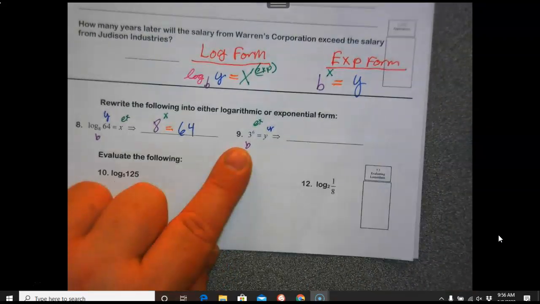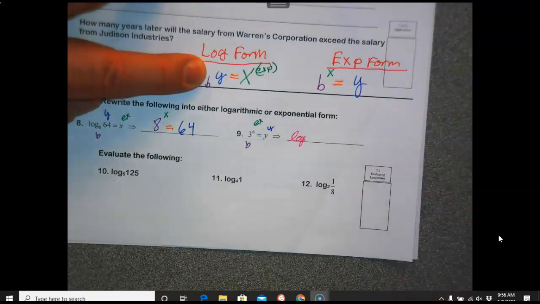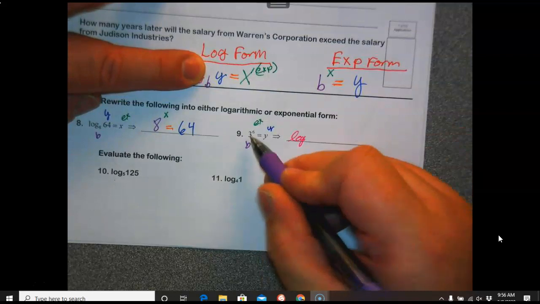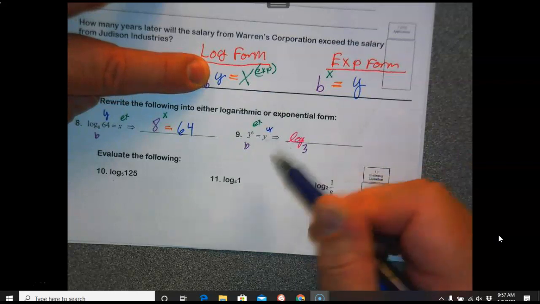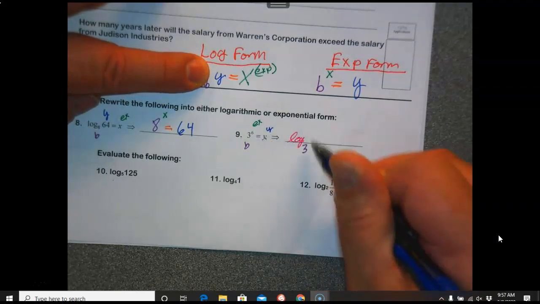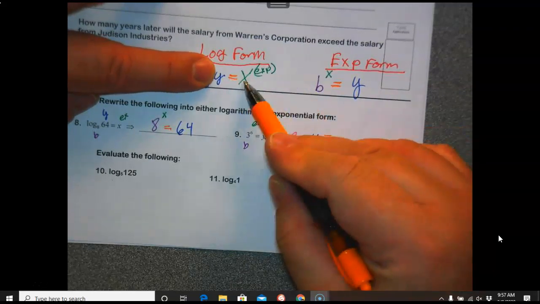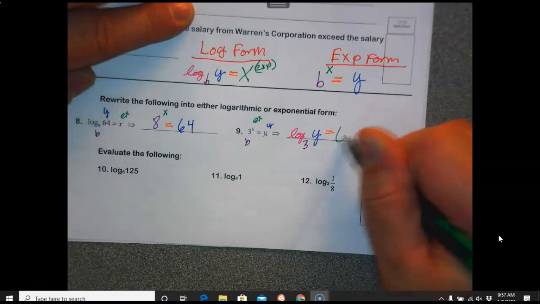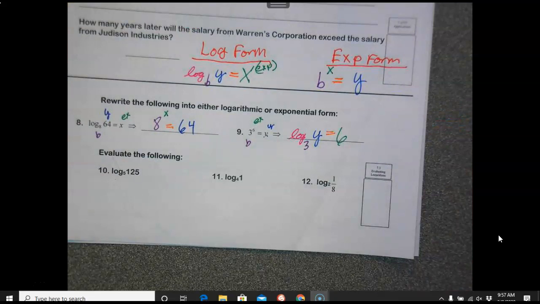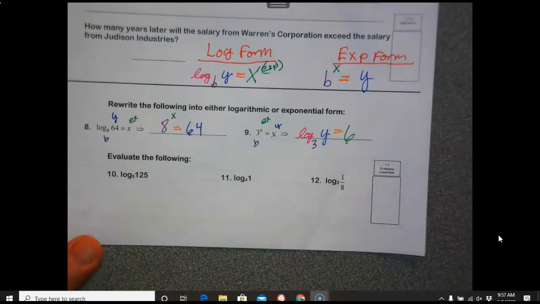So there's no log, so they want it in log form. Log to the base, which is 3, to the y, which is y. That was nice. Equals my exponent, which is 6. Okay? Make your lives easier. Label them before you put them into the form.